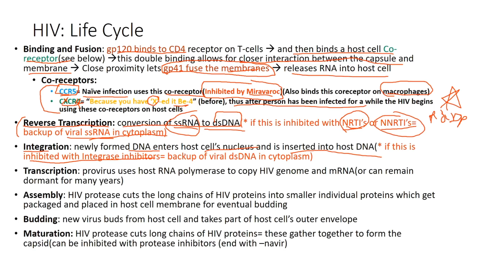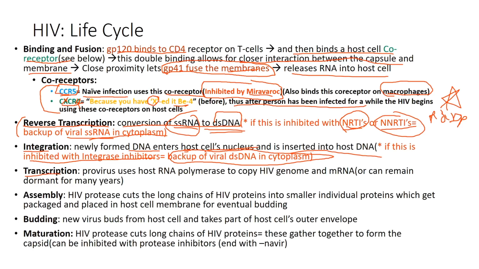If we block this, we have converted it into DNA, but we can't put it into the genome. And so we have a backup of viral double-stranded DNA in the cytoplasm, and that's what we can find. We can also find it in the nucleus as well. So just a backup overall in the cell because it's not being integrated.